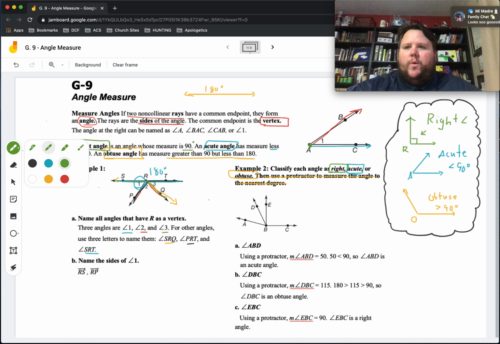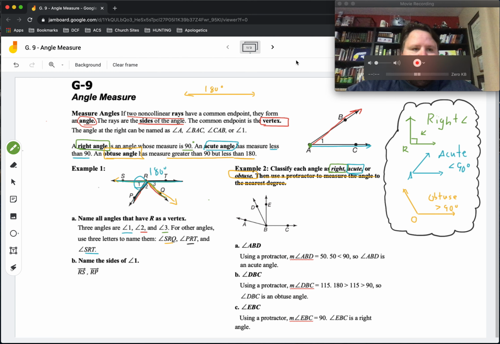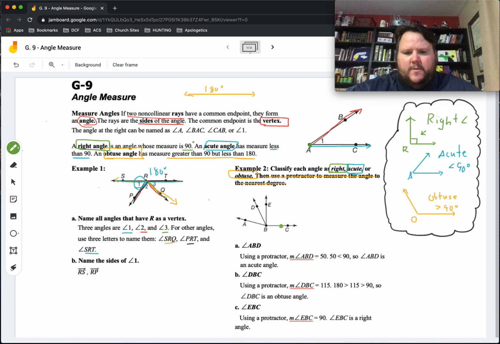All right, we can look at this and say that, I'm not going to look at these, I'm just looking at it, and it looks like angle EBC is a right angle. And so we would have that. So I would say for the right angle it is EBC. So that's our right angle.